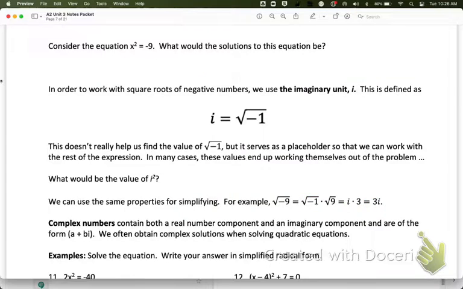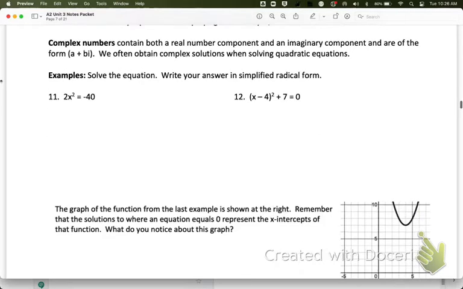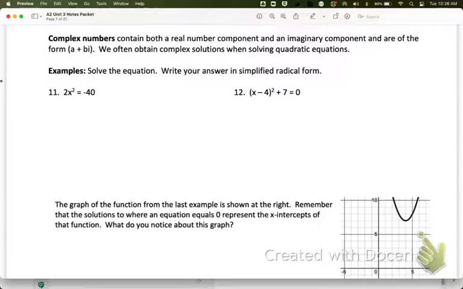Now, complex numbers, which we're going to talk about in a lot more detail later, is a whole set of numbers that contains both a real number component and an imaginary component, and they always come in the form a plus bi. So a is a real number piece, and the bi is the imaginary piece. When we solve quadratic equations, a lot of times we're going to obtain complex solutions.